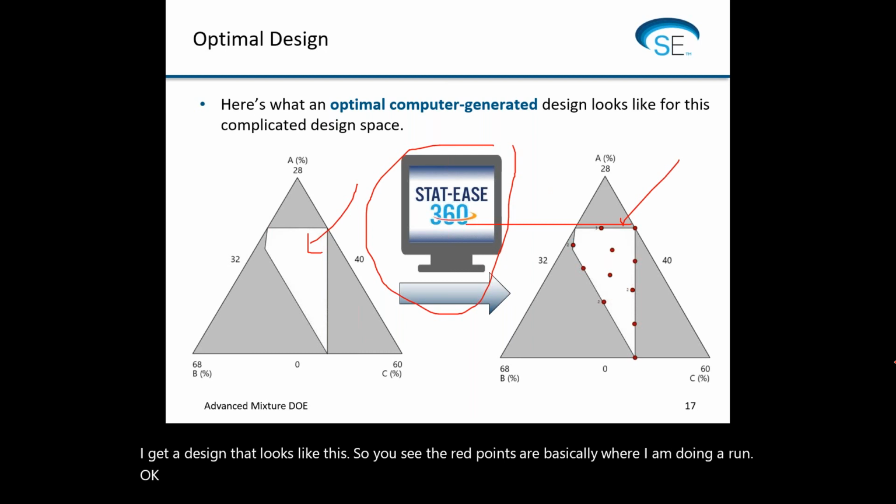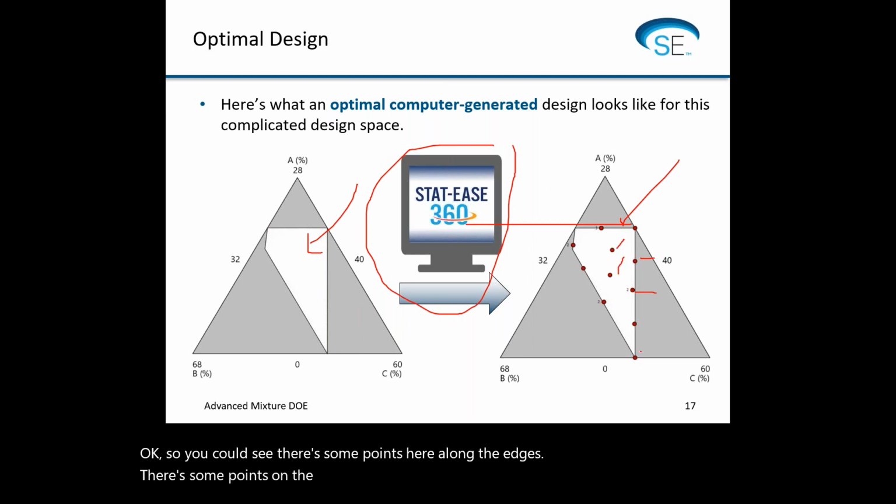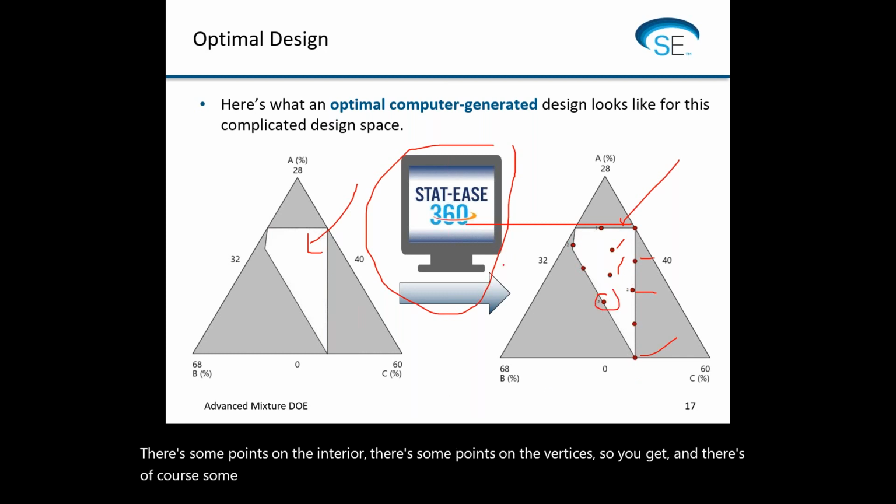Okay, so you can see there's some points here along the edges. There's some points on the interior, there's some points on the vertices, and there's of course some replicates, so some runs that are being done more than once. Okay.